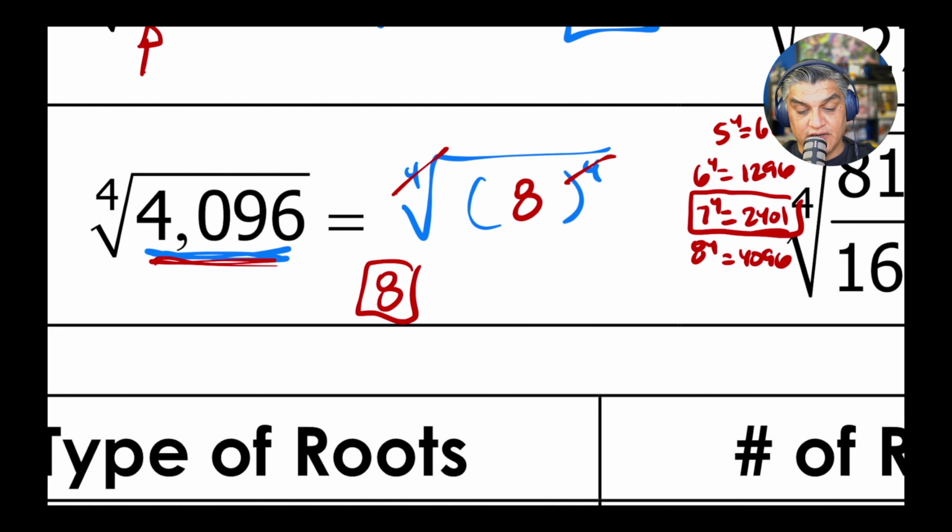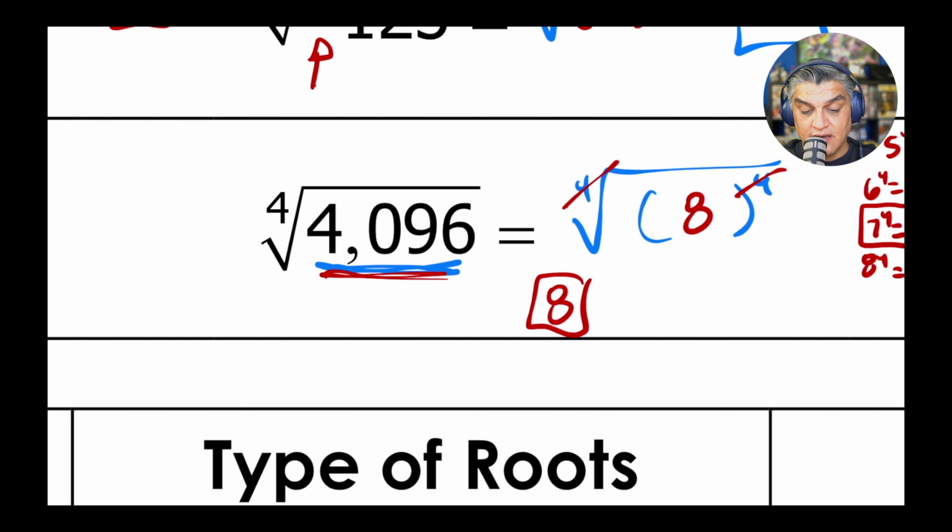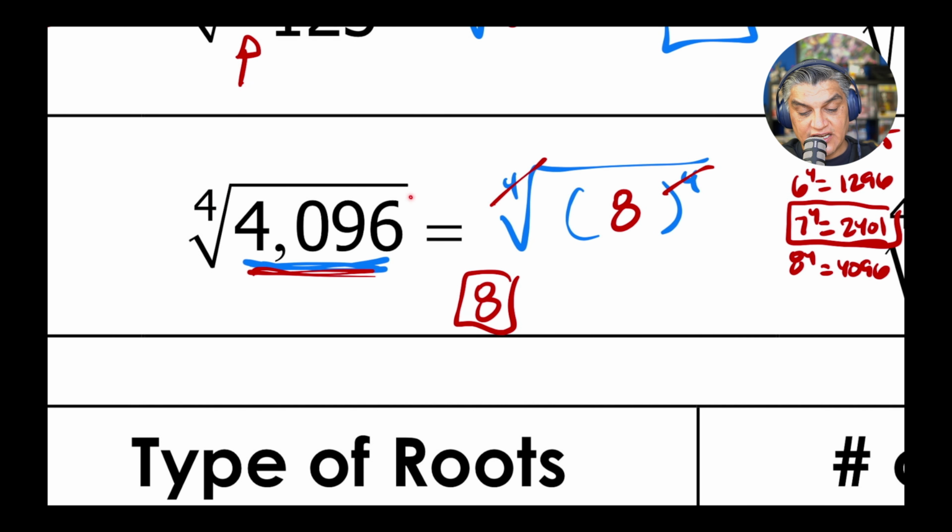Yeah? Everyone good? So there's two ways to look at this. We can just look at it like this and say, okay, what number times itself four times gives us this? And the answer is 8, because 8 times 8 times 8 times 8 is 4096. And the second way we can look at it is, okay, since this is a fourth root, can I change the inside to something to the fourth power so it cancels? And then there's my answer. And the answer is yes, 8 to the fourth power. So we change 4096 to 8 to the fourth power. Cancel. My answer is 8.